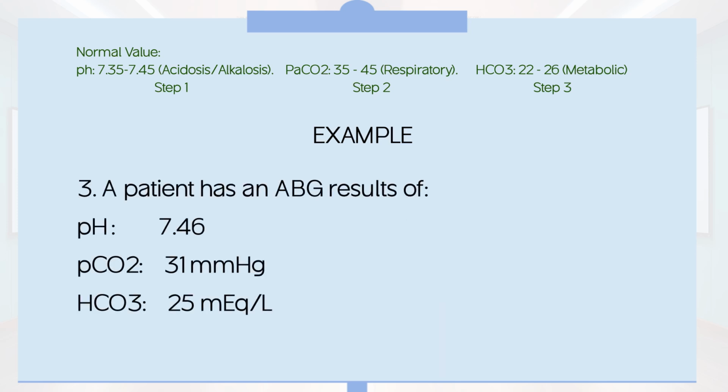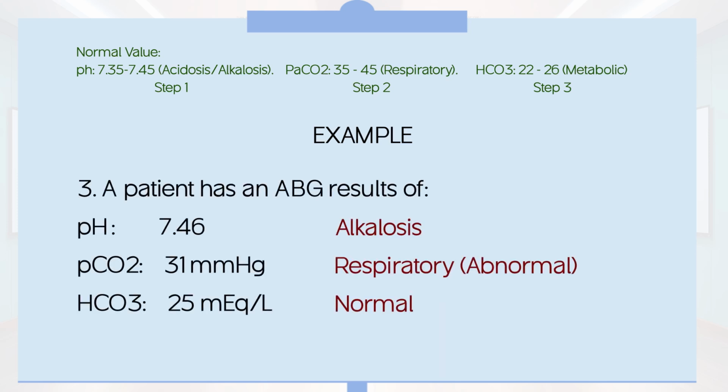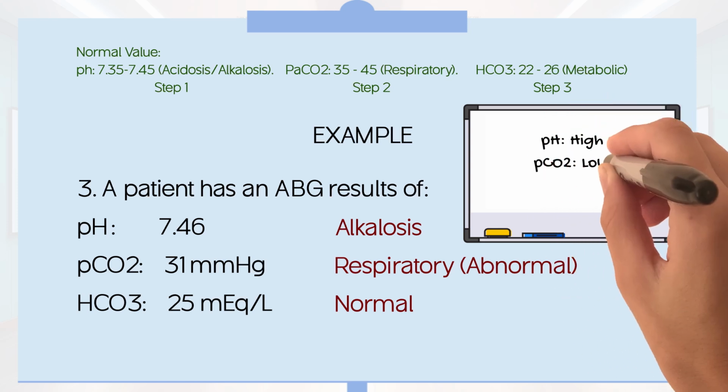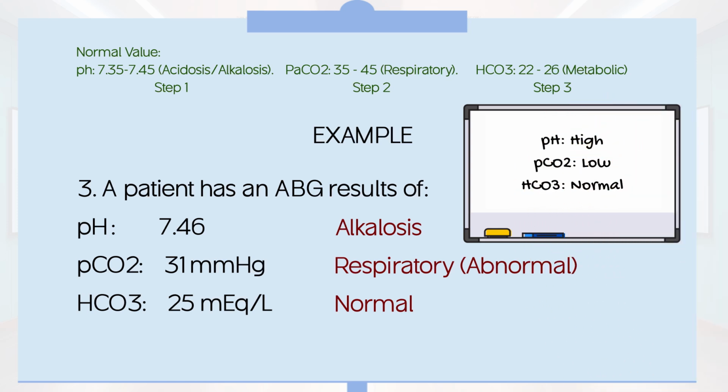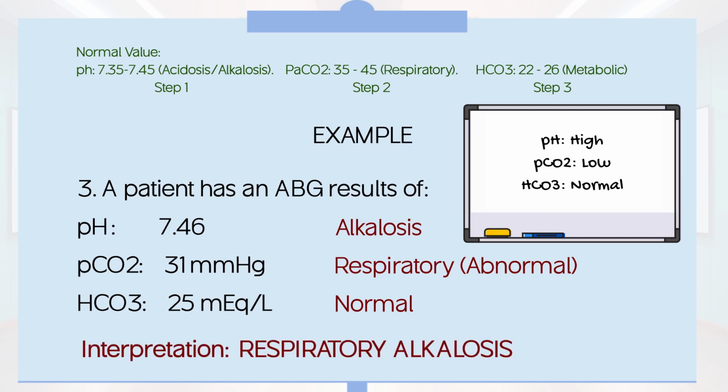Example number 3. Step 1. Check for the pH level. The pH level is elevated, which reflects alkalosis. Step 2. Check for PaCO2. Carbon dioxide is decreased, which reflects an opposite relationship with the pH. Therefore, the condition is a respiratory imbalance. Step 3. Check the bicarb level. HCO3 is 25, which is within the normal value. As pH is elevated and carbon dioxide is decreased, therefore the interpretation is respiratory alkalosis.